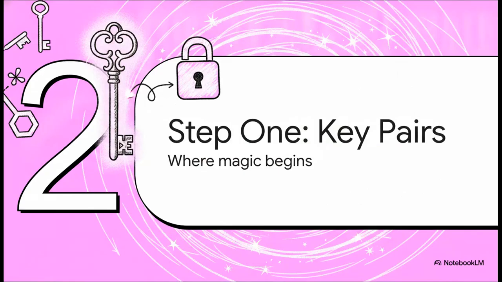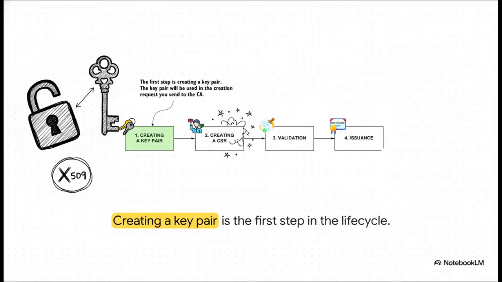Moving right along to section 2, step 1, key pairs. Every single certificate's journey starts right here with a mathematical lock and key. At its core, an X509 certificate is really just a digital container for a public key. So obviously, you can't have a certificate without first having a key pair. This whole thing relies on a brilliant concept called asymmetric cryptography.